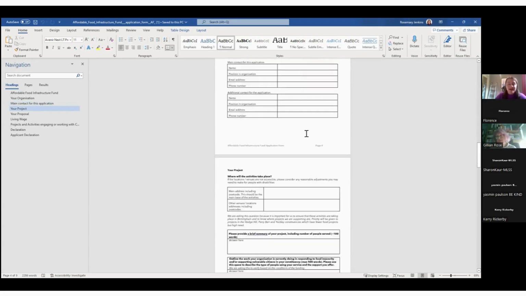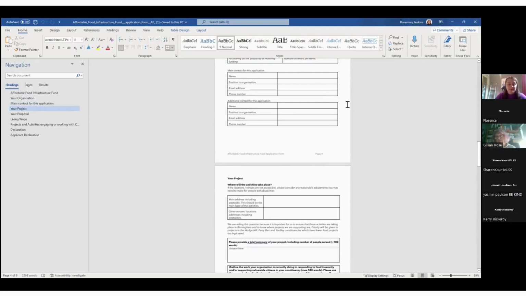Contact for this application and additional contact, that's again fairly straightforward. So that would be your details and then the details of someone else. Please do provide that second person. Again, for the Emergency Food Aid Fund, we did have a few people who were off sick for whatever reason, or their email started bouncing. So having that second email address is really useful if something goes wrong. So please do provide two separate people.